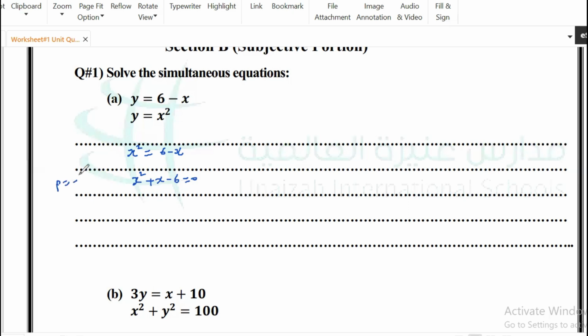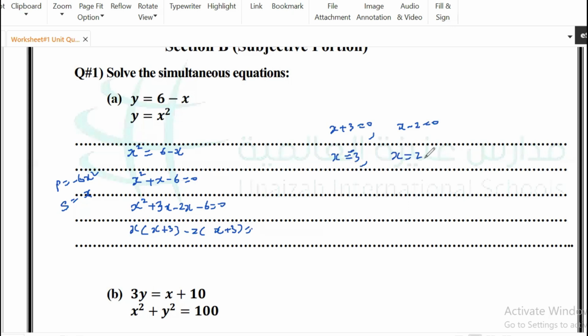The product is minus 6x square and the sum is x. So we need two numbers. If we add, it must be plus 1x. That means 6, 3 and 2. 3 minus 2 will be 1 and 3 twos are 6. But remember we need minus 6 as well. So it is x square plus 3x minus 2x minus 6 is equal to 0. x is common, so x plus 3 here, minus 2 is common, so x plus 3. It means we have these points, x plus 3 equals 0 and x minus 2 equals 0. So x is equal to minus 3 and x is equal to 2.